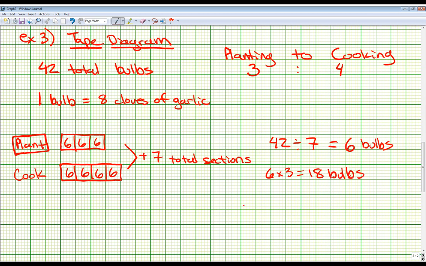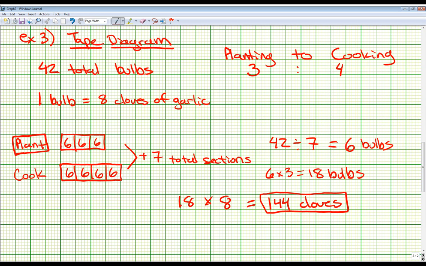And the question asks us about how many cloves will you plant? Well, it told us up here that one bulb has 8 cloves in it. So I'm going to take my 18 bulbs and multiply by my 8 cloves per bulb to get my total number. And that would give me 144 cloves. So this one is going to be our final answer. So again, using our tape diagram to solve.